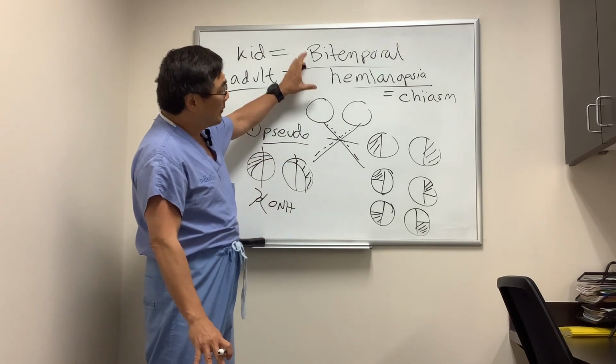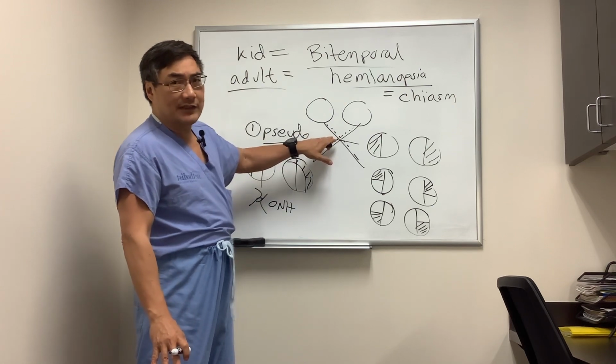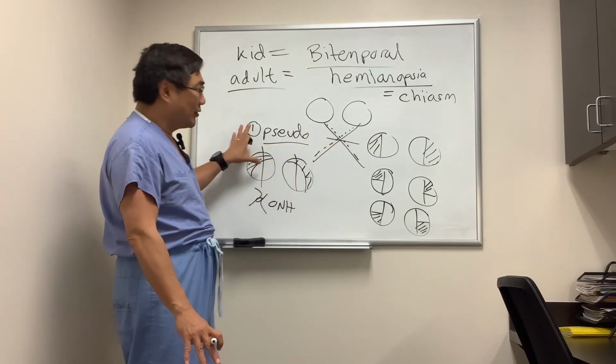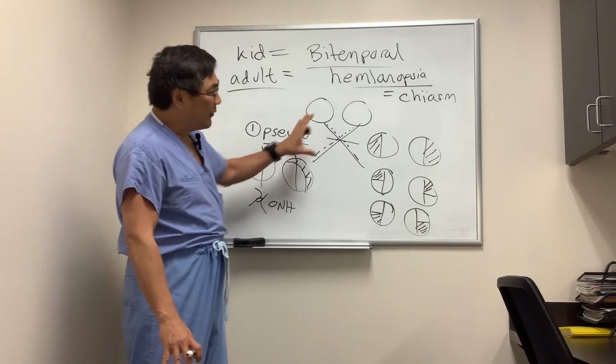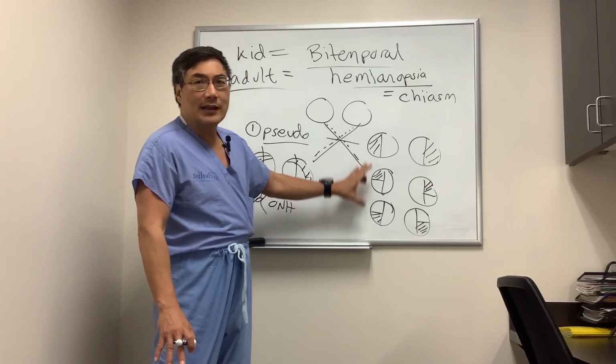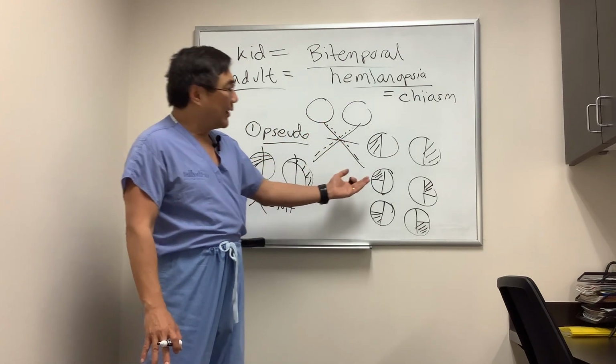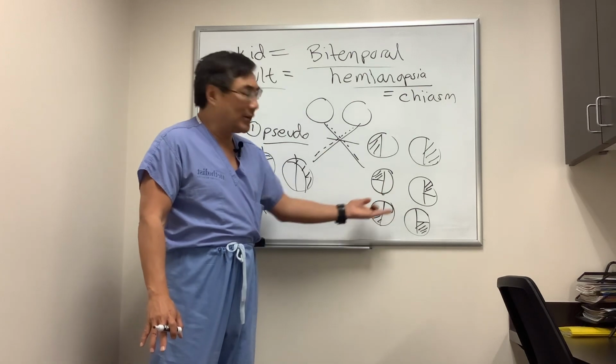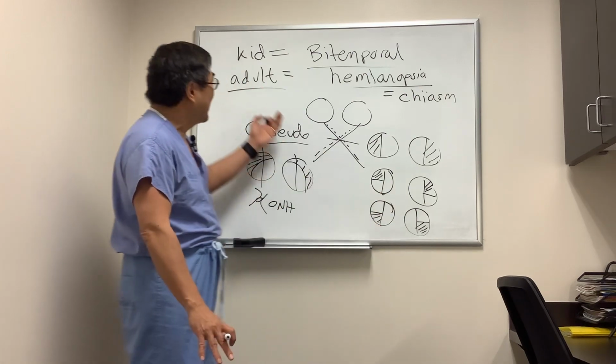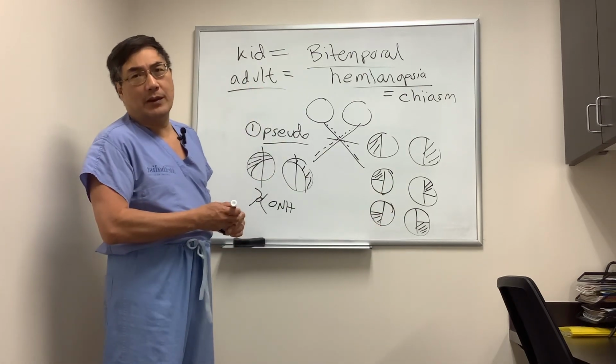So the bitemporal hemianopsia is a localizing finding to the chiasm. Make sure it's not pseudo bitemporal. If it's real, you need an MRI to look at the chiasm. And if it's denser superiorly, pituitary adenoma; inferiorly, craniopharyngioma. And think about the age when you're making the differential.